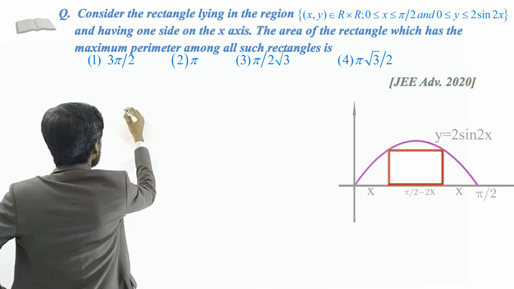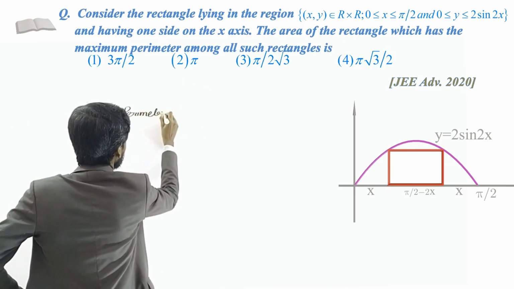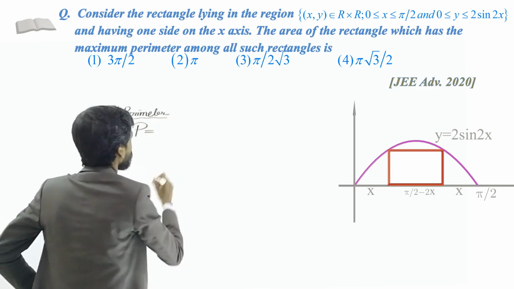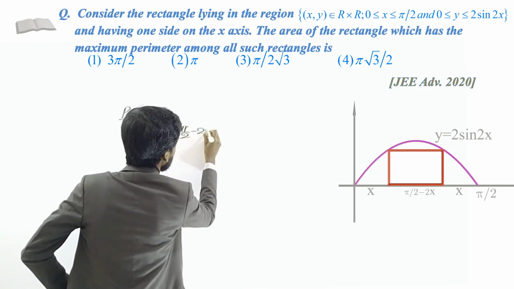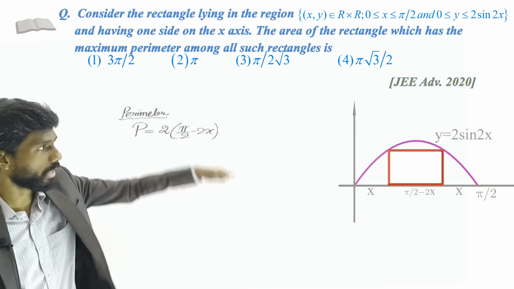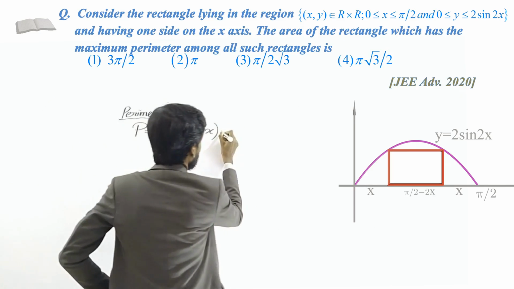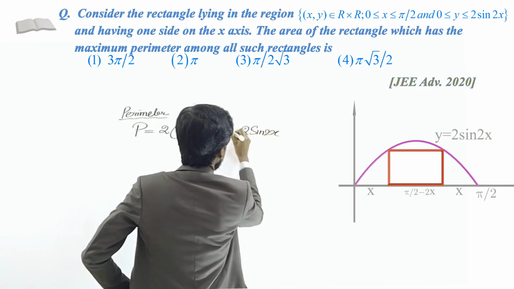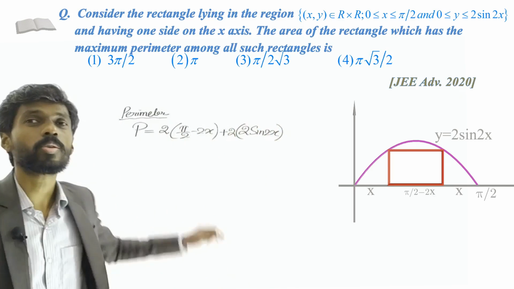So the perimeter of the rectangle, let's call it P, is 2 multiplied by (pi by 2 minus 2x), since the base length is pi by 2 minus 2x and there are two sides of the same length, plus similarly the height, 2 sine 2x, which should also be multiplied by 2. So this is the sum of all four sides of the rectangle, that is the perimeter.